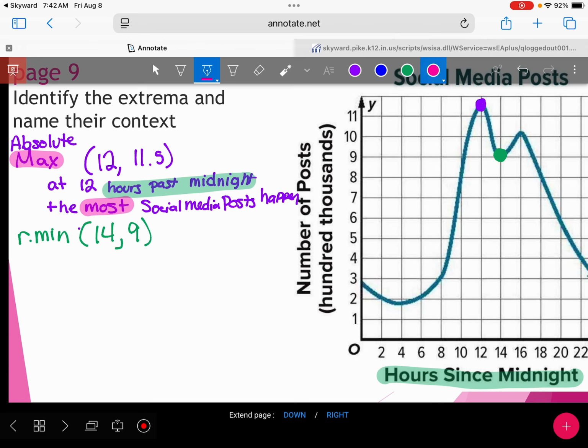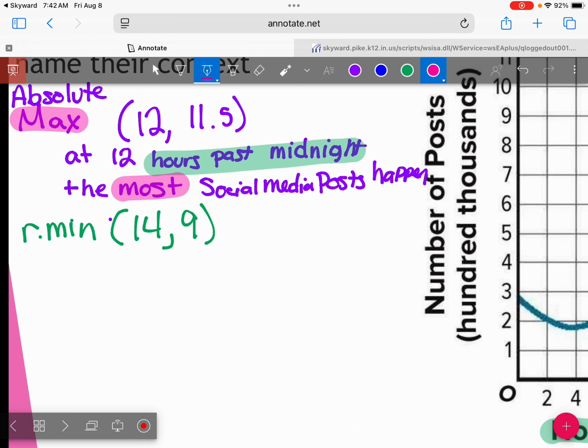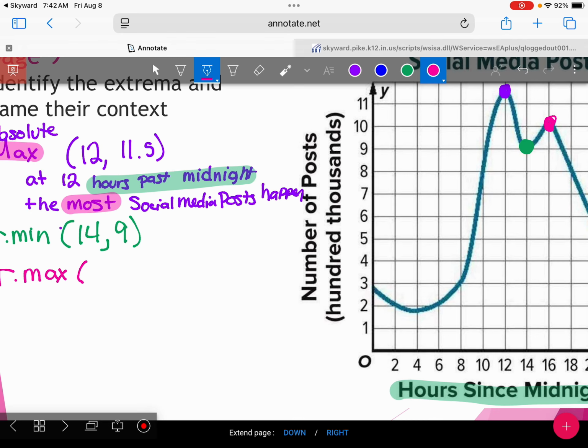What other extrema do we have up here? We have a relative maximum. Where's our relative maximum up here? Because we have our absolute max. We've got a relative max. 16 and 10. And if you want to make the argument that maybe it's 10.2 because it's slightly above, that's fine. Go for it. Label it what you want. Just don't tell me it's on 11. So we're going to have a relative maximum at our points, 16, comma 10.